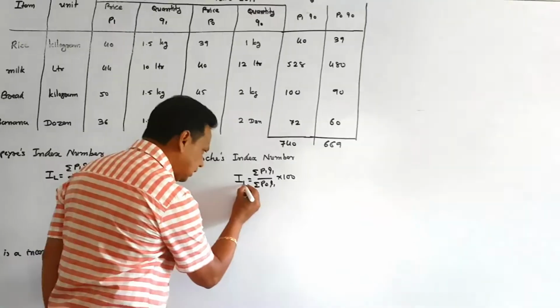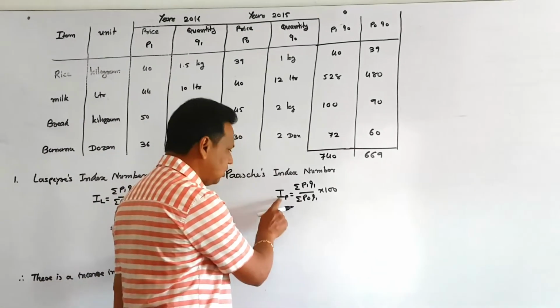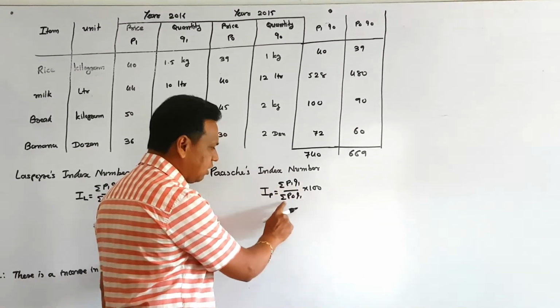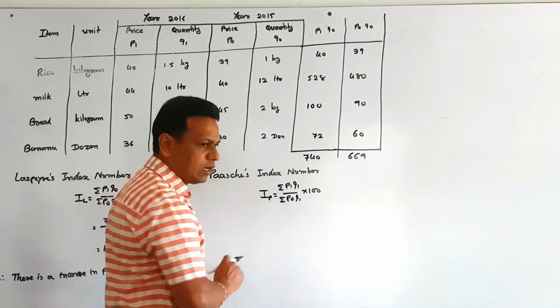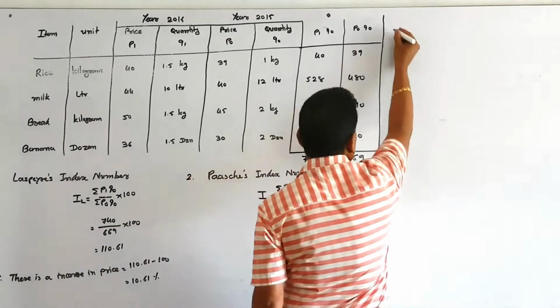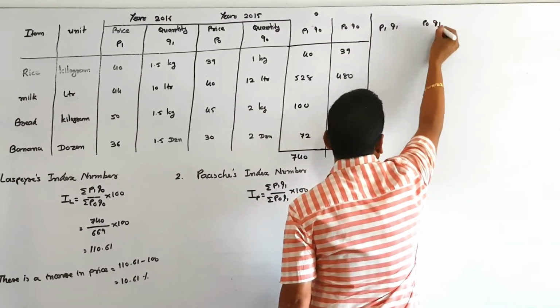And small letter P has to be written very next to I. It is called index number of Paasche, and the formula is sum of P1 Q1 divided by sum of P0 Q1 into 100. So now again we need to make two more columns. It is P1 Q1 and P0 Q1.